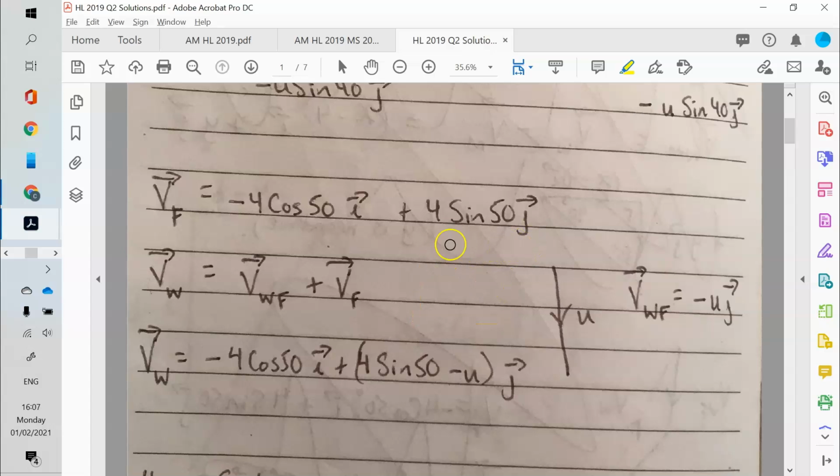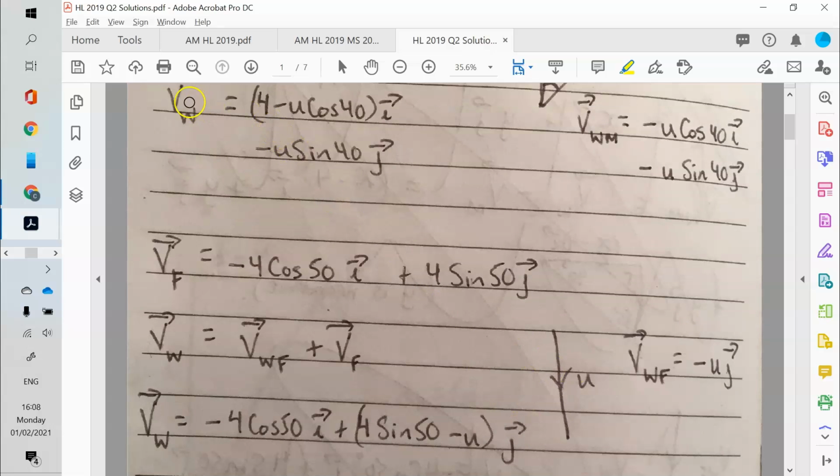So again, we put these two pieces of information together with the formula, and we have a second equation for the actual velocity of the wind. So now we take our two equations for the velocity of the wind and we can equate them. So we can equate the i parts. So 4 minus u cos 40 is the same as minus 4 cos 50, and we can equate the j parts.